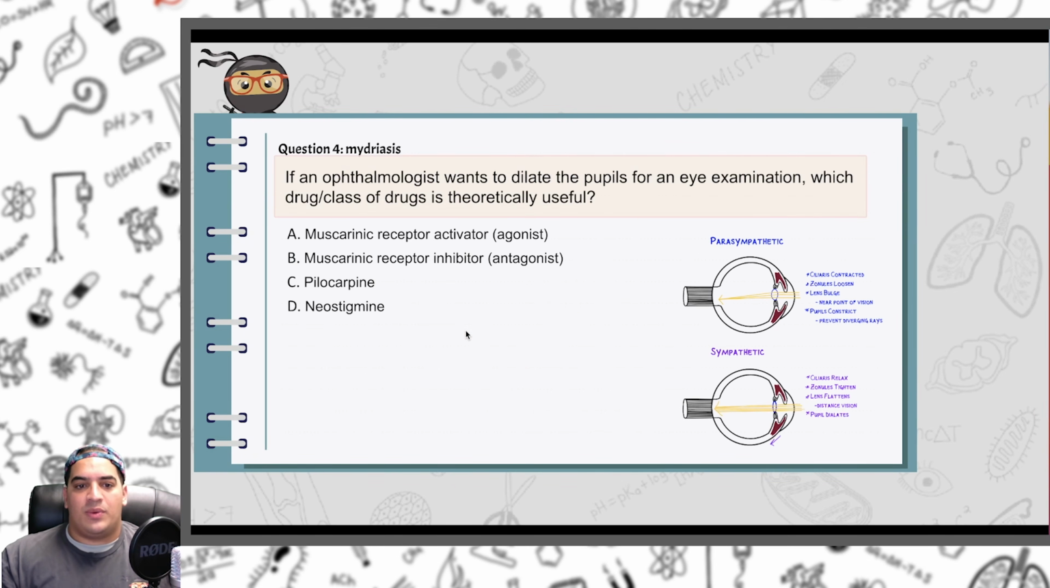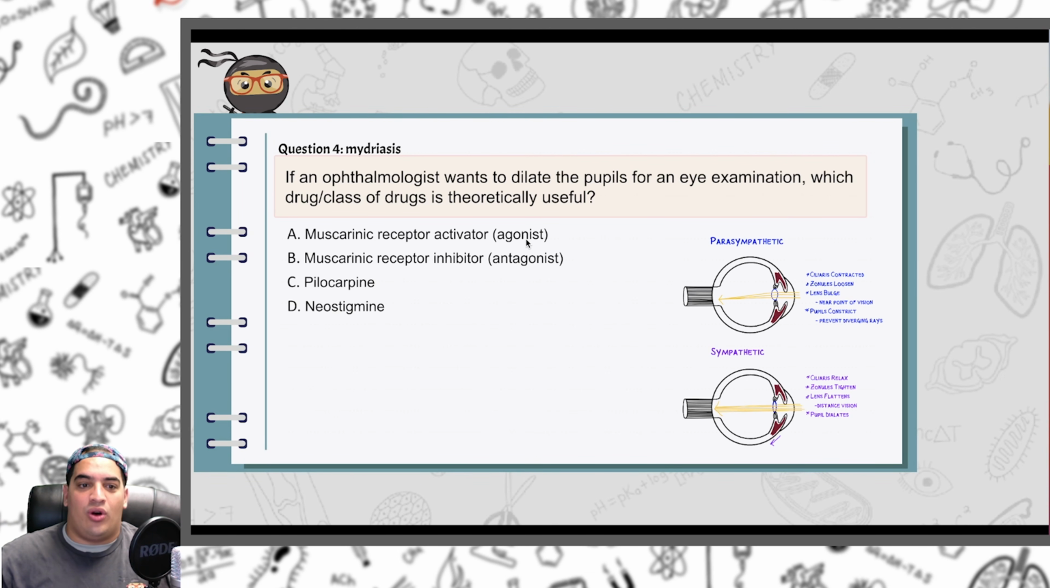If an ophthalmologist wants to dilate the pupils for an eye exam, which class of drugs is theoretically useful in this situation? Well, think about it. What kind of muscarinic receptors are present on the actual muscle of the pupils? Remember, this is going to be muscarinic 3 receptors. And normally, what does the parasympathetic do? It causes pupillary constriction. So if I stimulate the M3 receptors of the pupil, they're going to constrict.